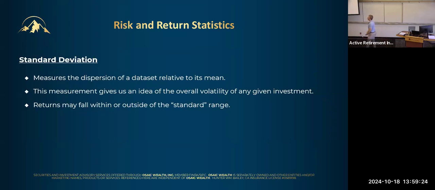So returns may fall within or outside of the standard range. When we talk about the standard deviation of an asset, we're talking about one standard deviation. You can actually have multiple standard deviations because they go pretty much out into infinity. Some of the data might not ever exist there, but not every single year of return is going to land right within one standard deviation.